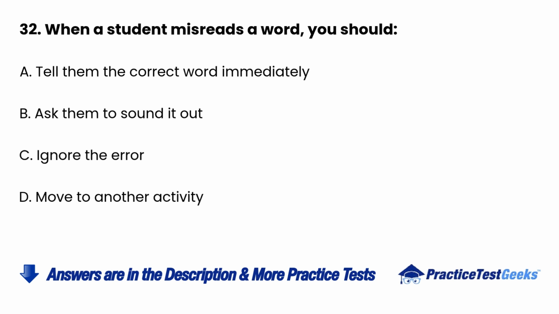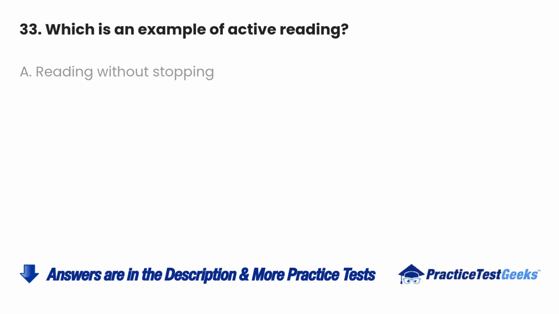32. When a student misreads a word, you should: A. Tell them the correct word immediately. B. Ask them to sound it out. C. Ignore the error. D. Move to another activity.